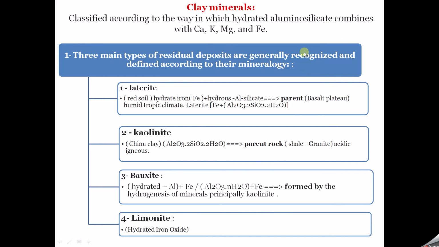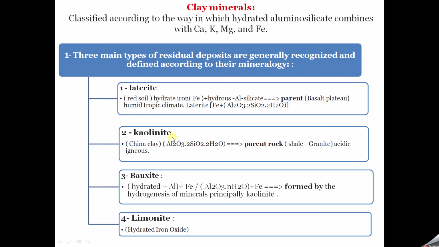Clay minerals, again. We have three main types of residual deposits. So now we're talking about residual deposits, which are generally recognized and defined according to their mineralogy. We have laterite, kaolinite, and bauxite. So what's laterite? Hydrous aluminum silicate with iron. The parent is usually basaltic rock in a humid tropical climate.